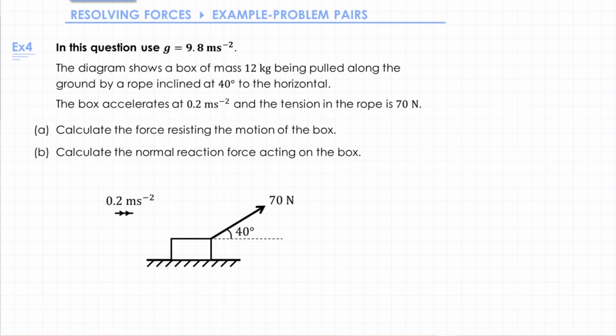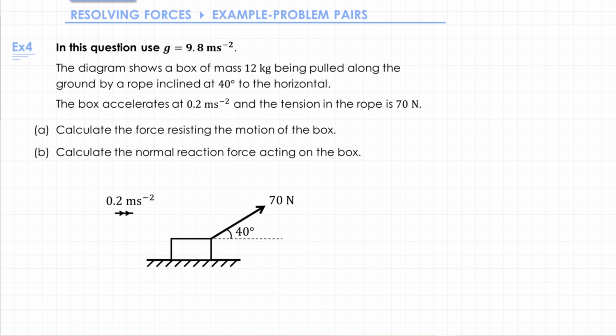Example 4. In this example, we're going to apply the idea of splitting forces into components to some problems in context. So here we have a diagram showing a box of mass 12 kilograms being pulled along the ground by a rope inclined 40 degrees to the horizontal. The box accelerates at 0.2 meters per second squared and the tension in the rope is 70 newtons. First of all, we're going to calculate the force resisting the motion of the box.